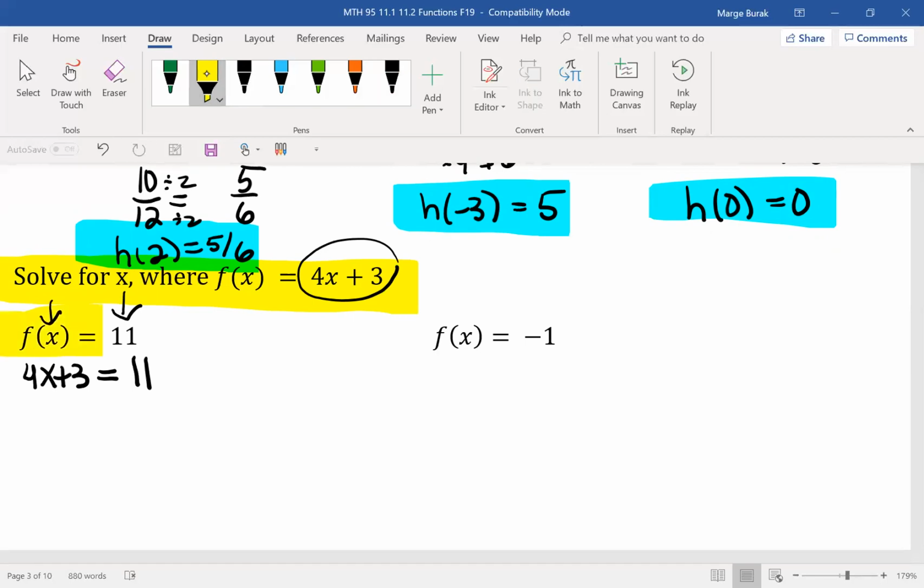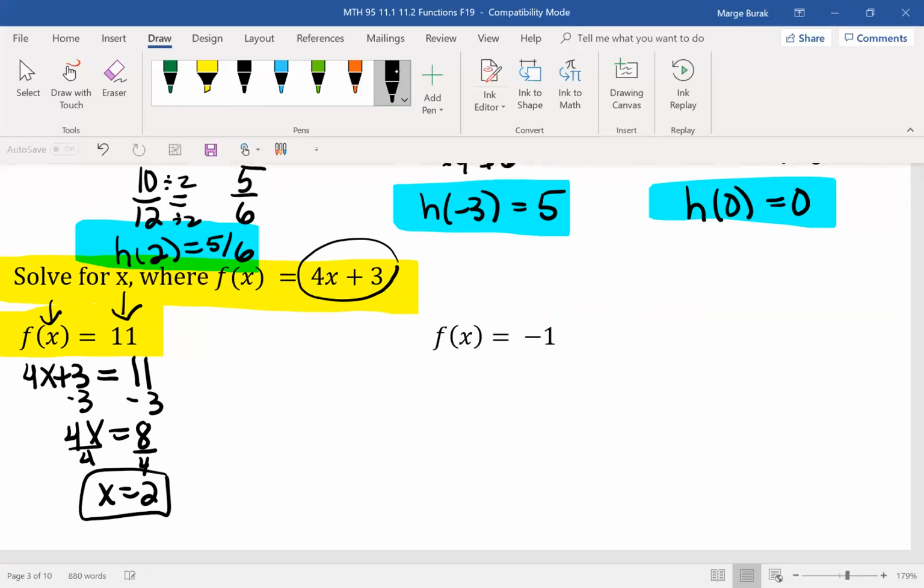Okay, so what is the x value that comes out 11? That's the question. And I'm going to solve that by just minusing 3 from both sides, dividing by 4, and that means x equals 2. In other words, f of 2 will come out to be 11. You could say that either way. Okay. All right, let's try it again.